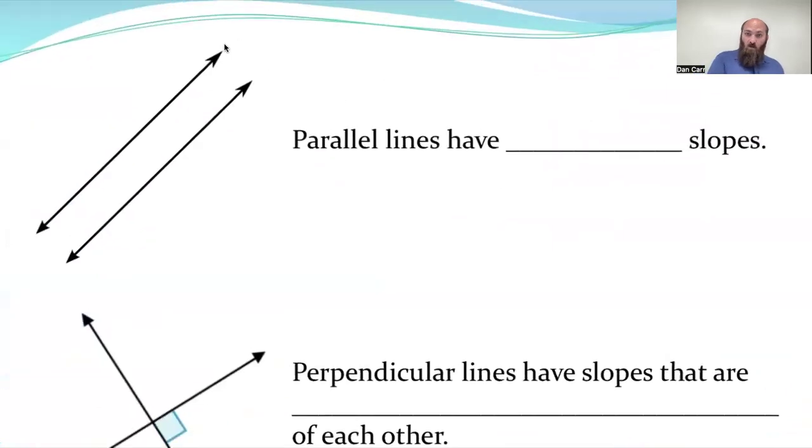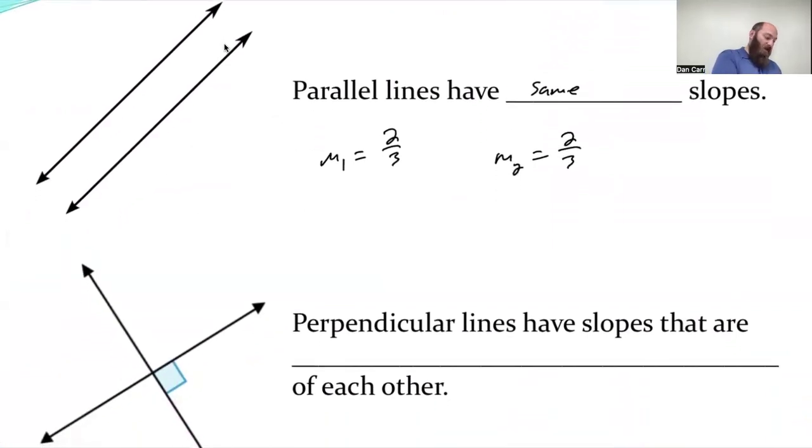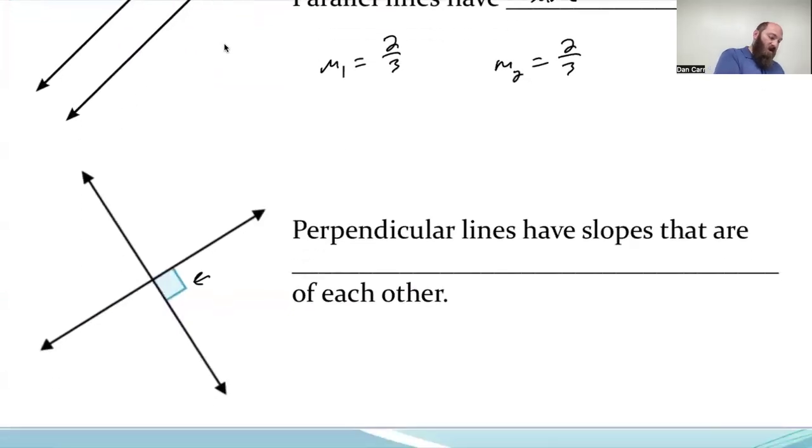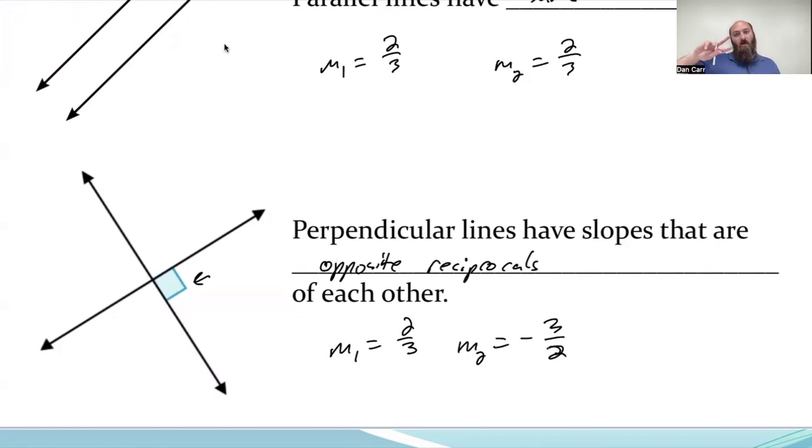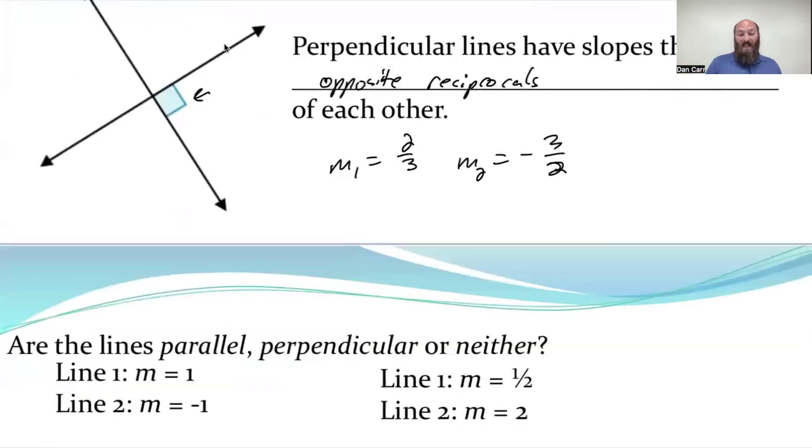Some other facts about our slopes. Parallel lines have the same slope. So if I have slope 1 is 2/3, slope 2 is 2/3. Perpendicular lines, meaning they cross at right angles, have slopes that are opposite reciprocals of each other. Meaning, if my slope 1 is 2/3, my slope 2 is -3/2. So reciprocal, remember, is flipping the fraction over. So 2/3 becomes 3/2, but one has to be positive, one has to be negative.